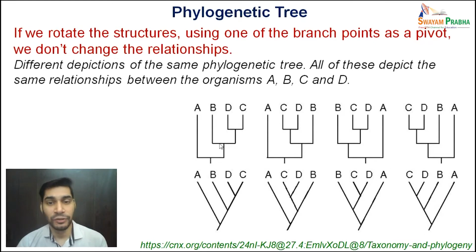Now, if you focus here, let's say C and D are being joined by this branch point. If you rotate it, it may become like this. If you rotate the branch which is joining B with C and D, it may become like this, and so on. So all these trees are nothing but the same type of tree which has been rotated using certain branch points, but the evolutionary relationship between the taxa has not changed. Below here, it's nothing but the diagonal representation of the same trees only.